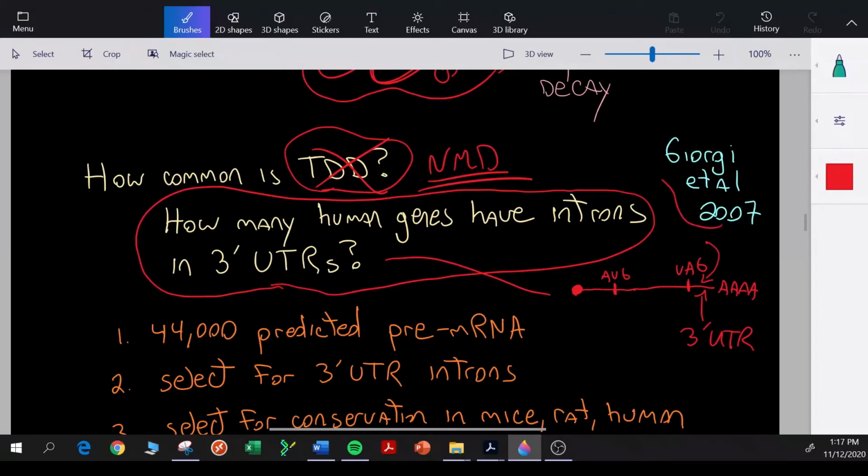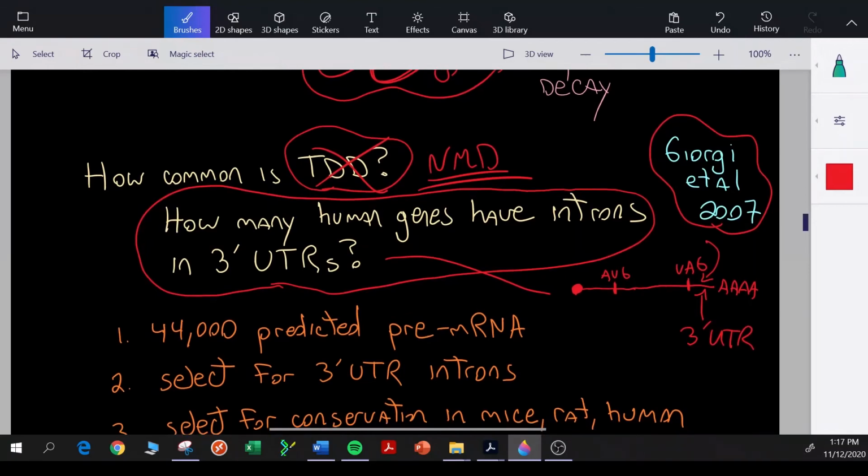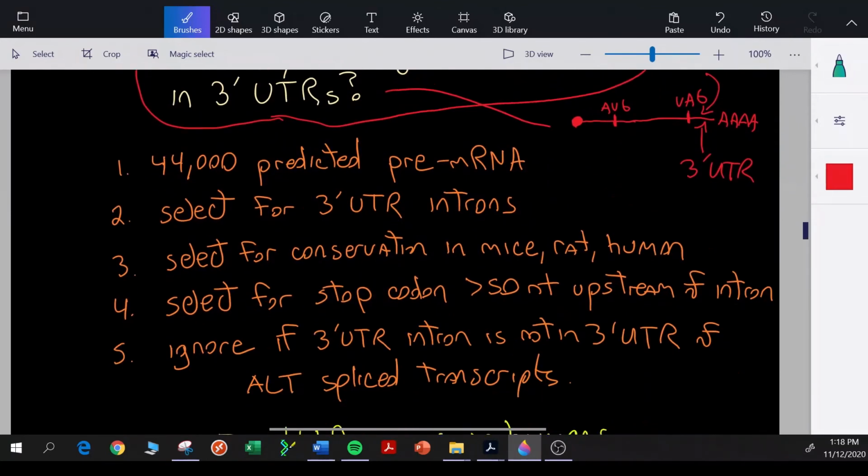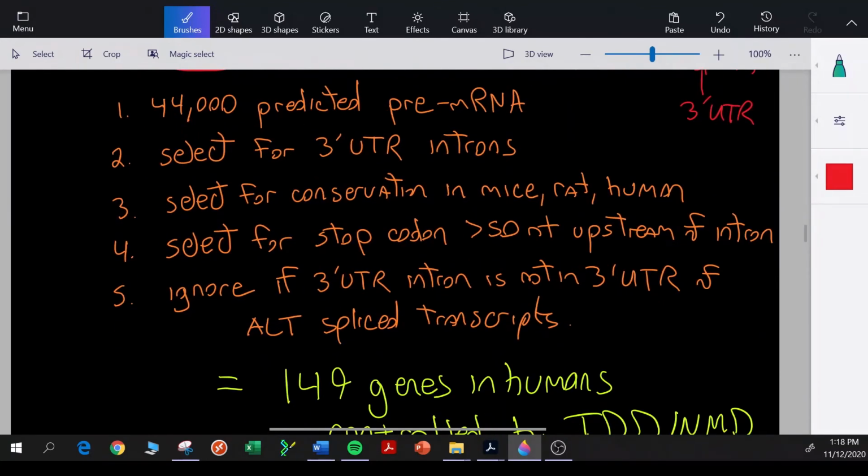So the authors, here's the paper. You can see the full reference in the notes. Georgi et al., 2007. I like Georgi better, that's a cool last name. This is 2007, so we probably know more now, but in 2007 they found 44,000 predicted pre-messenger RNAs in the human genome. Some of those are due to alternate splicing of the same gene.